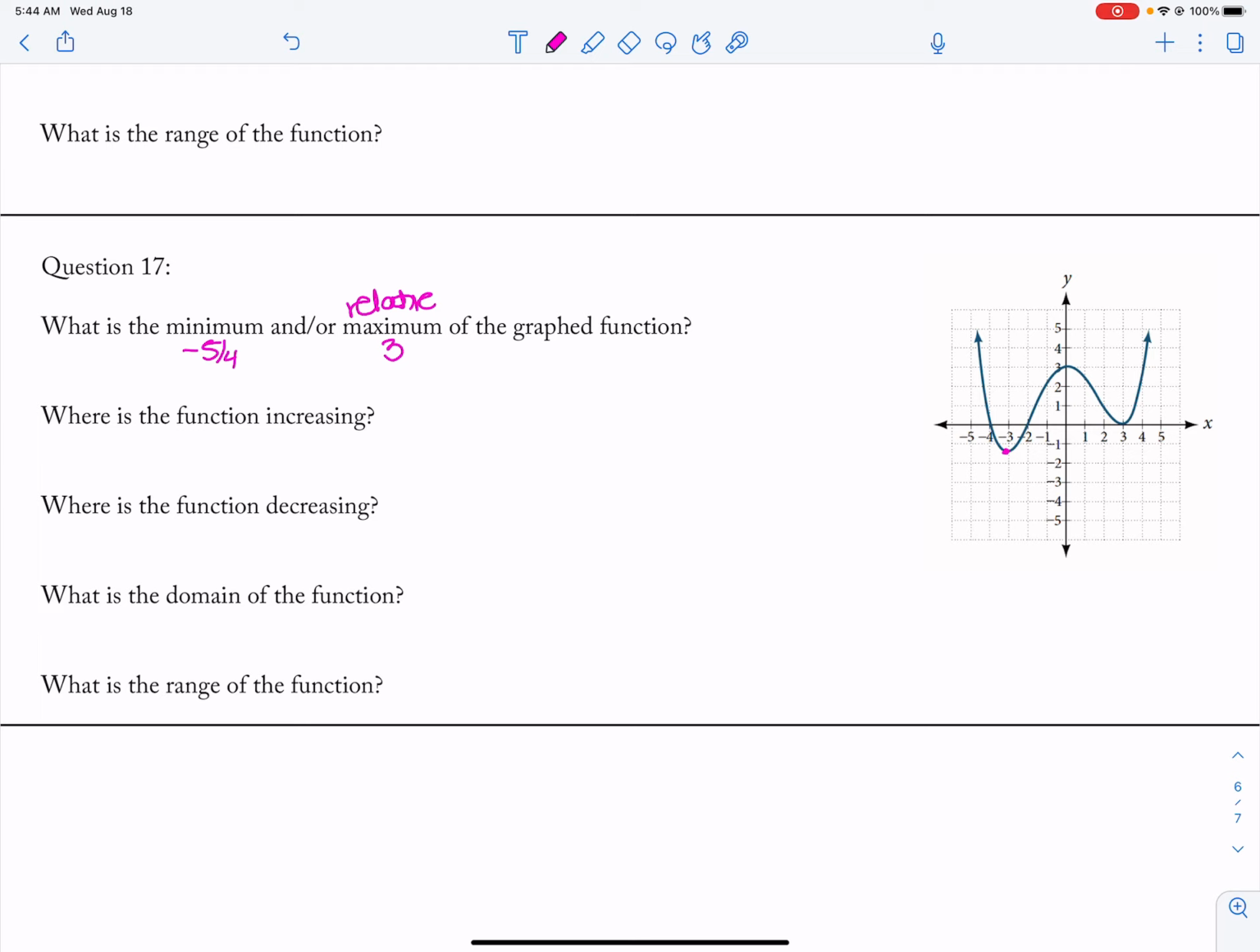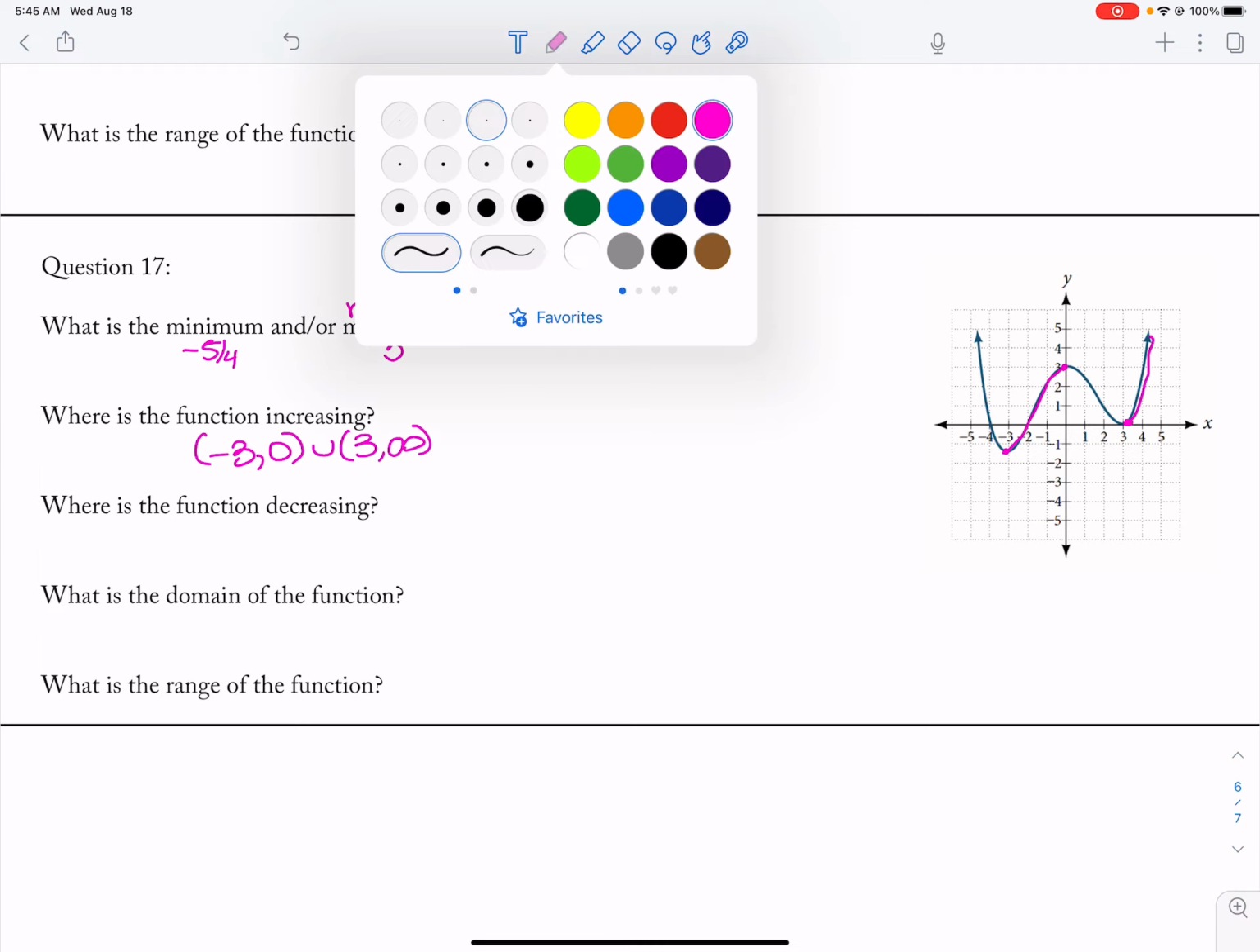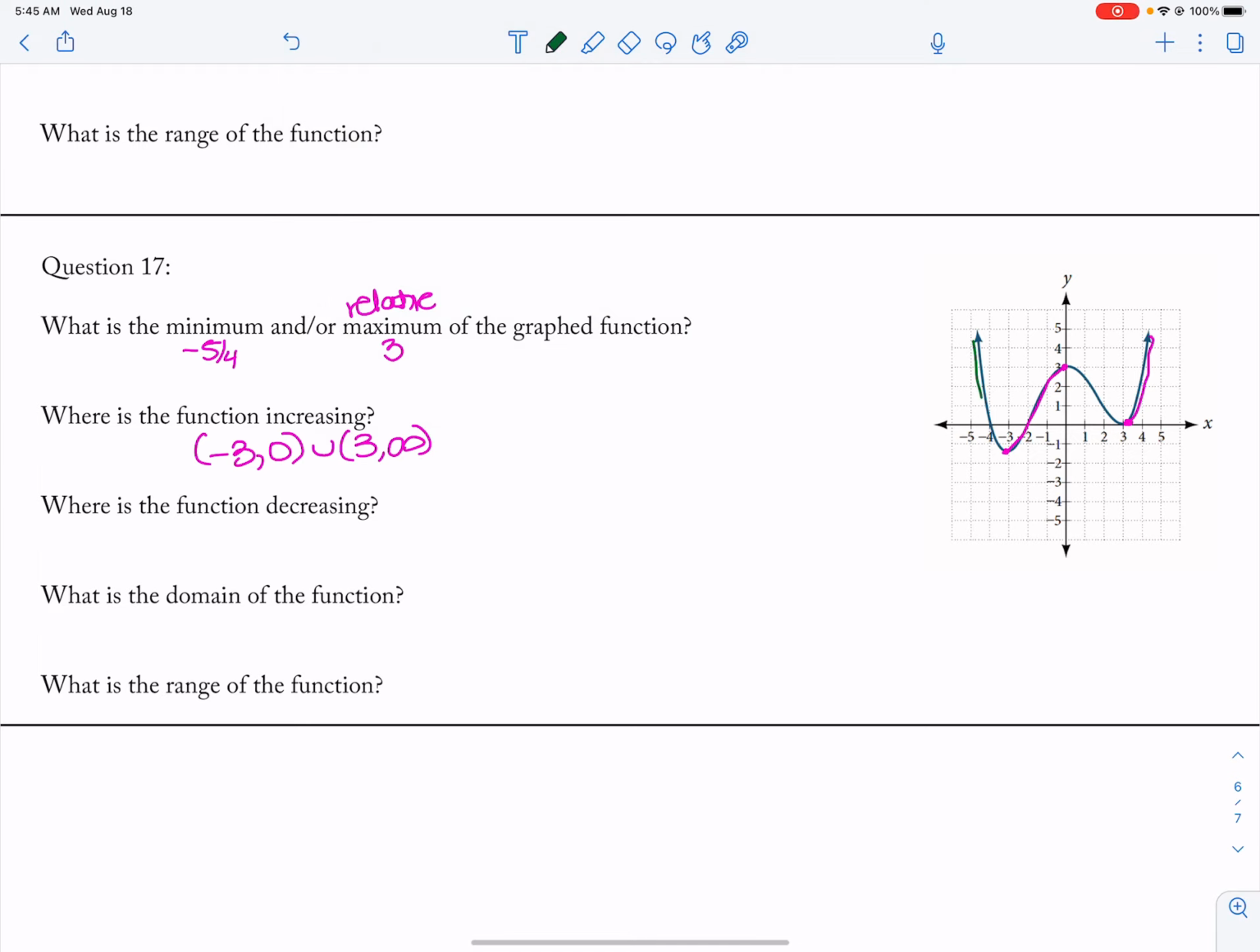Okay, so where's the function increasing? The function is increasing from -3 to 0 and from 3 to infinity. Oh, sorry about that. Okay, so -3 to 0 and 3 to infinity. And then the function is decreasing from -infinity to -3 and also from 0 to 3.